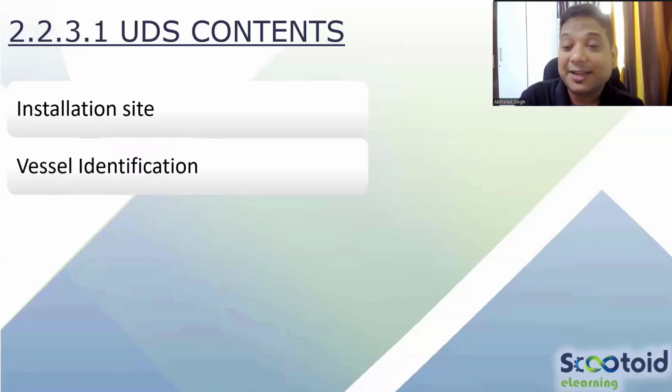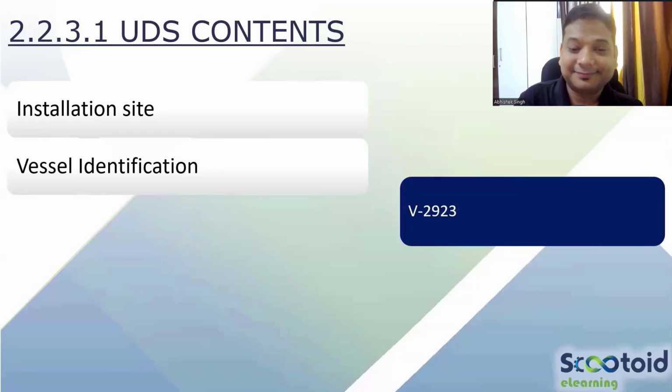Vessel identification. So it has to be identified with a proper tag, right? Like V2923, just a number, something like that. So code does not give you any guideline for naming, but identification should be there. You should be able to identify with the tag.